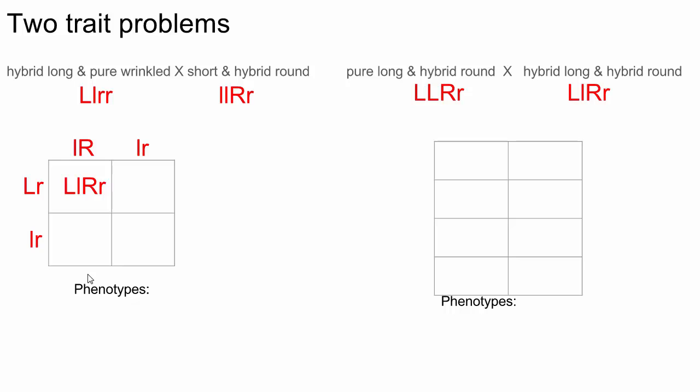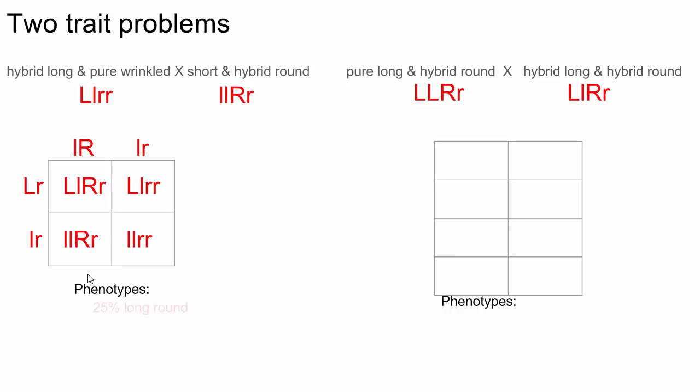Sebastian, what should go in this box? Big L, little l, two little r's. Correct. Nicola, what should go here? Little l, big R, little r. Correct. Alvy, how about this last box? Two little l's and two little r's. Correct. Okay, we look at our phenotypes in the same way.